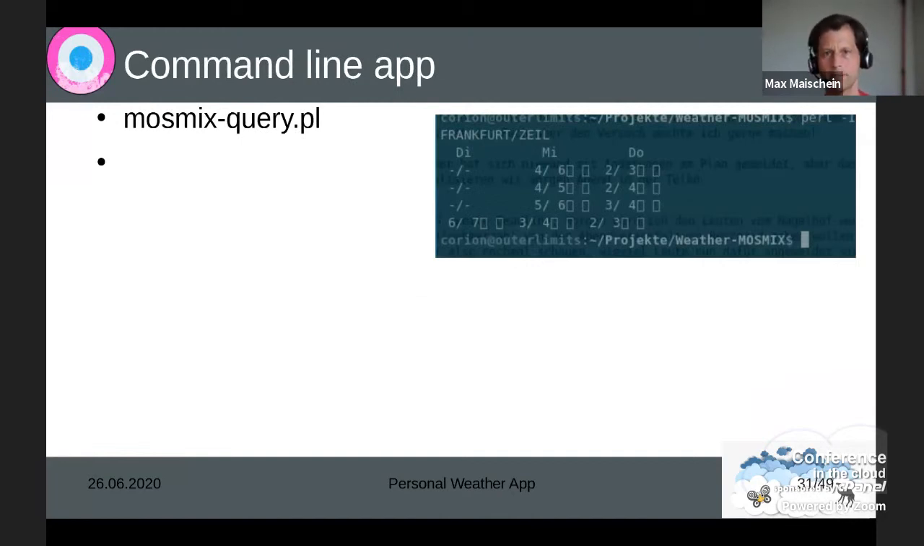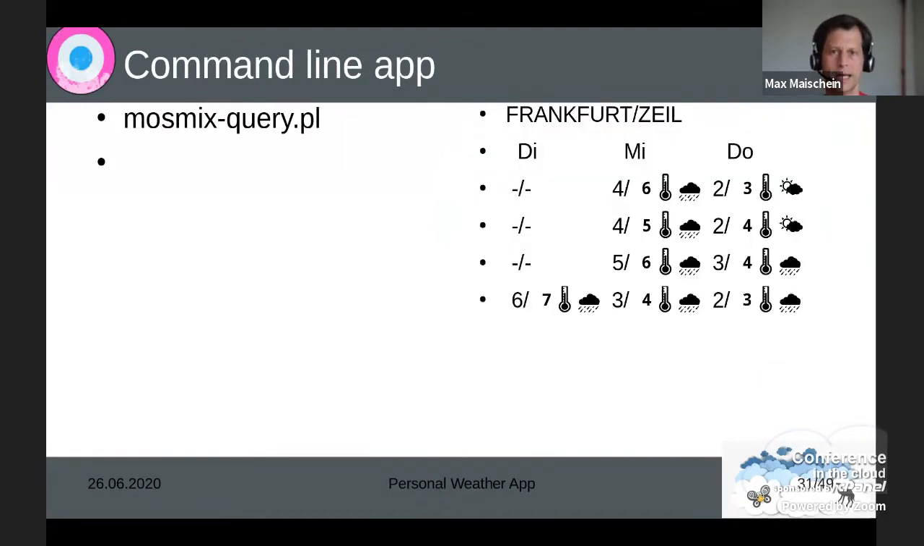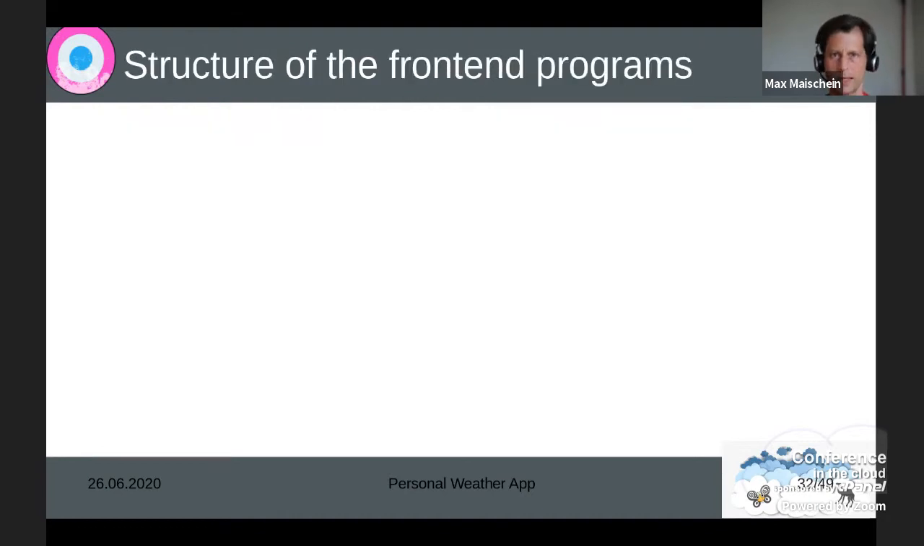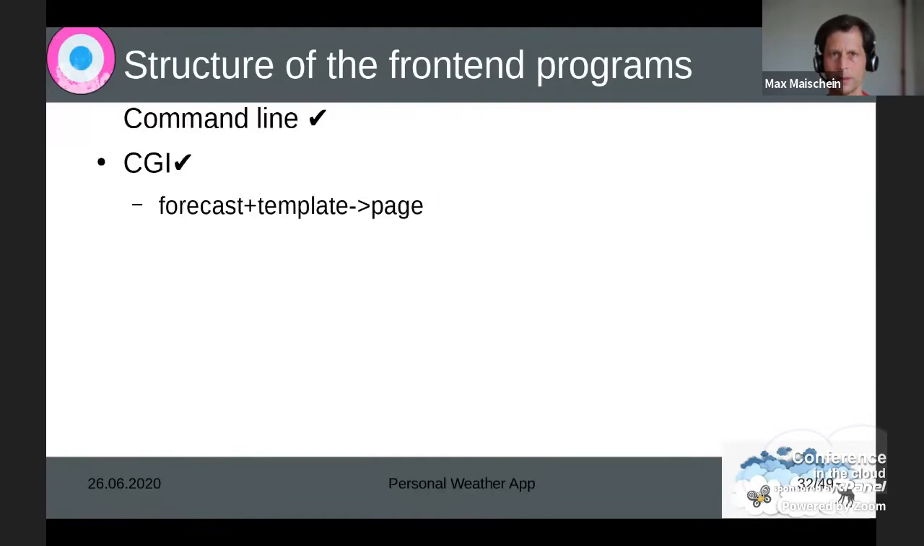Now, what does the command line app look like? It looks like this, because on my console, the font I've used does not implement the weather emoji. But instead you get the output of the HTML version here. It looks unsurprising. It has the location and the 3 days with 4 forecast entries for every day. So yeah, nothing really fancy there.